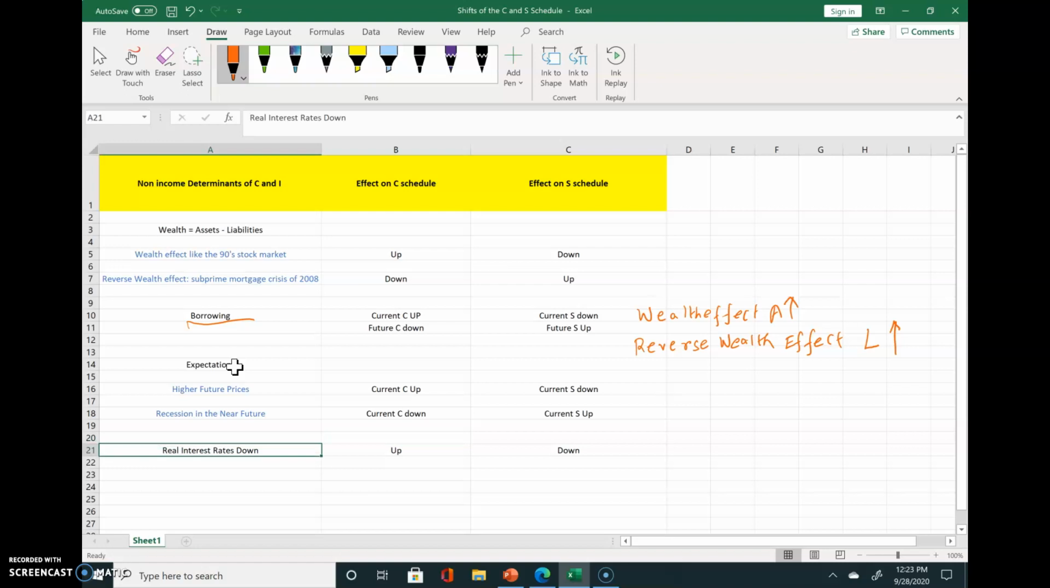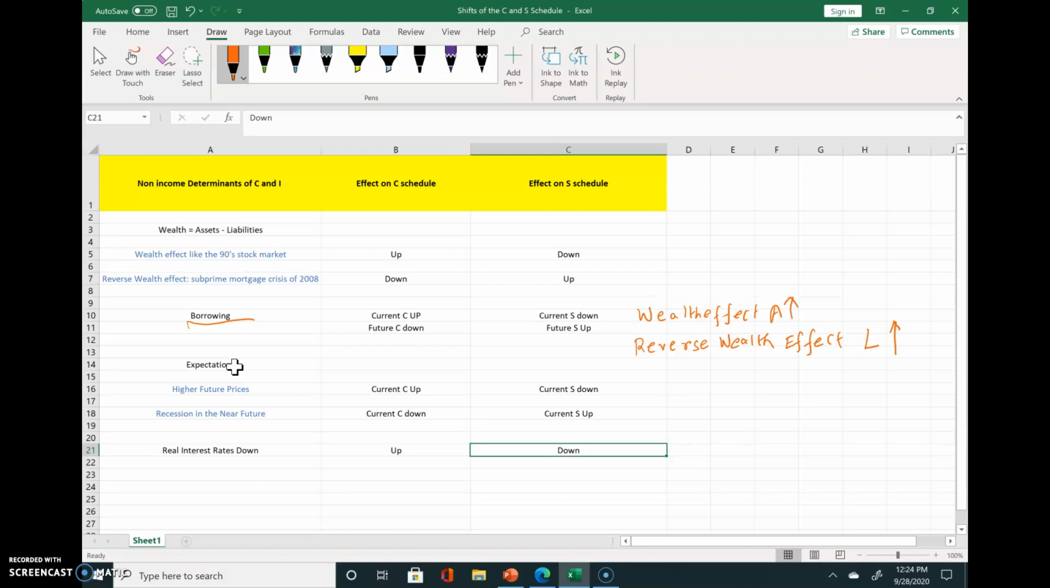The next determinant of the consumption and the saving schedule is real interest rate. When the real interest rate goes down, households tend to borrow more and consume more. This shifts the consumption schedule up and they tend to save less, and this will cause the saving schedule to go down.